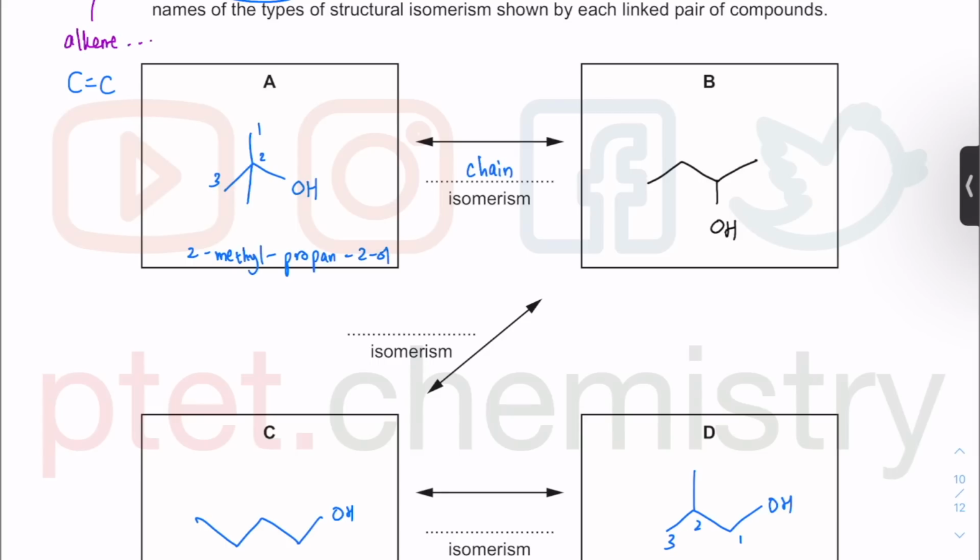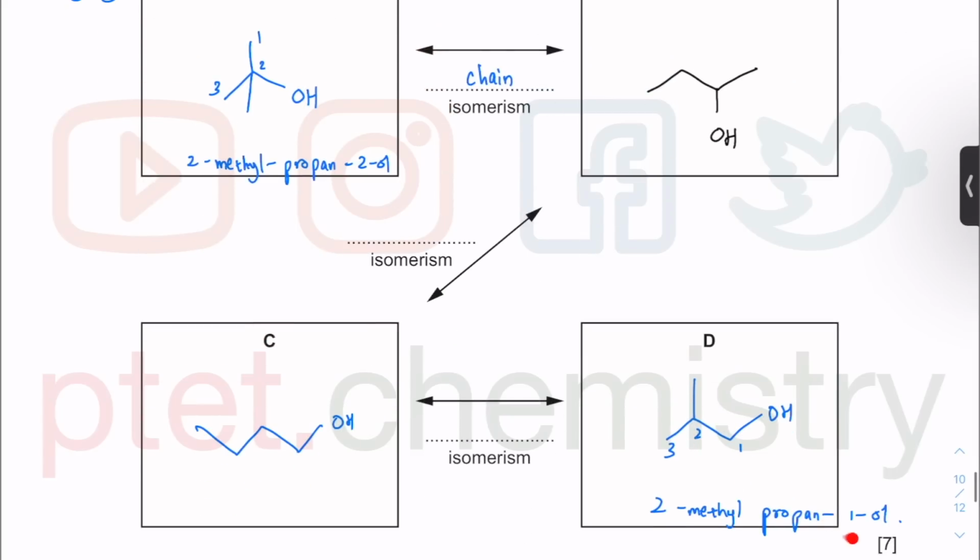This is propan-2-ol. So these and these, they are what you call position isomers, as you could see the 2 and 1 there. And these and these, they are also position isomers, because this is position 1, 2, 3, 4, but this is 1, 2, 3, 4. This is butan-2-ol, whereas this one is butan-1-ol. So these are related together. These are your position isomerism there.